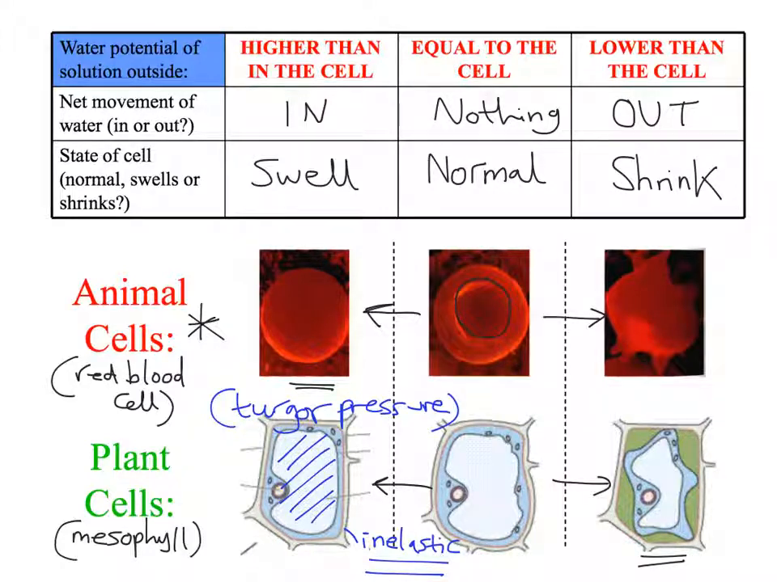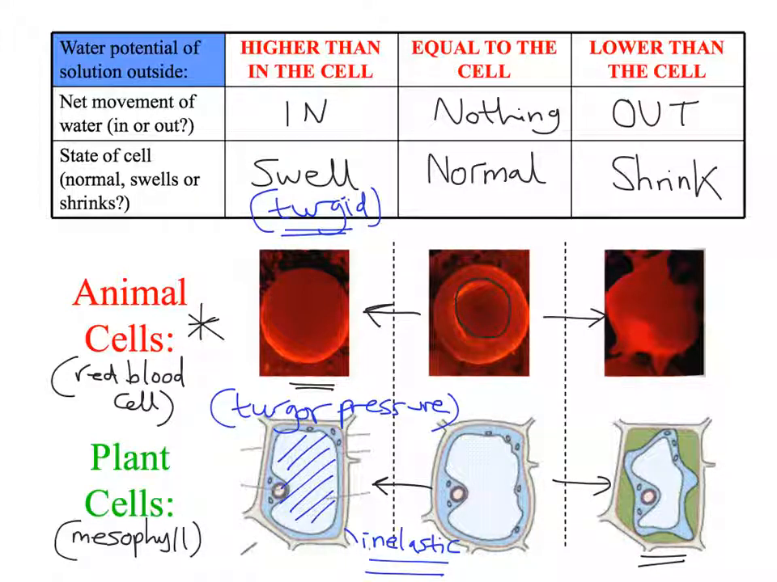Now, when that happens, in the table at the top, I said the word swell. You can use a specific word for the plant cell to mean swell, and that word is turgid. So we can say that the animal and plant cells would swell if water moves into them, but we could also use the word turgid when referring to plant cells, and that means water's moved into them. They're a bit bigger than normal.